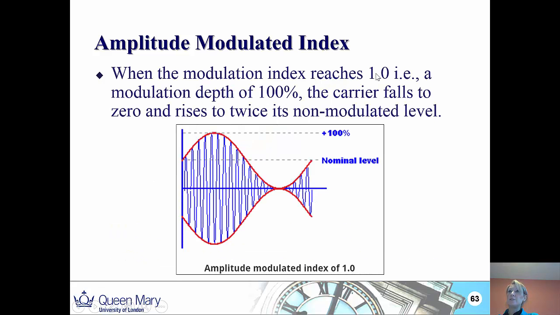When the modulation index reaches 1, so we have a depth of 100%, then the carrier falls to 0 and rises to twice its non-modulated level. So we're reaching here the outer limits of the carrier wave in terms of its ability to be modulated any further.